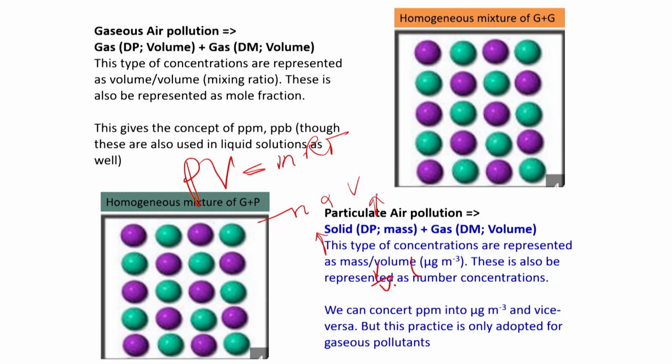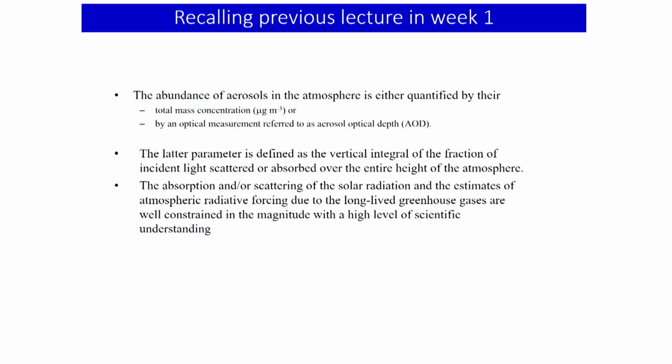Also, the particulate matter you can convert into n, because you know the total mass of the atmosphere and you know the density. So, from the mass and density you can calculate how many particles were there. So, you can calculate in principle the number concentration as well. Okay. So, as I said, we report the abundance of aerosol or particulate air pollutants especially in the unit of total mass concentration in a given cubic meter, or 1 cubic meter.